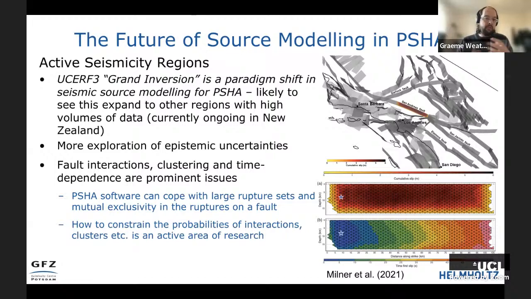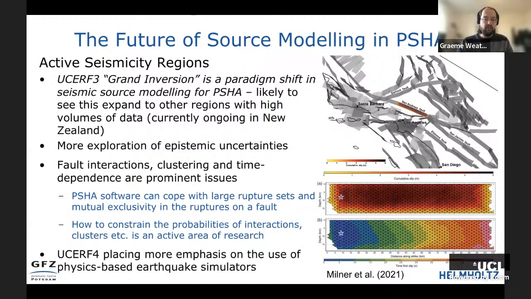And with this, we have a bit more exploration of the epistemic uncertainties in the fault behavior. Particularly interesting or relevant are fault interactions, clustering, and time dependence. PSHA software can cope with this now, and several different PSHA software packages can accommodate these rupture forecast models, so they have large rupture sets and mutual exclusivity. But how we constrain these probabilities of interactions and these clusters is an area of active research. And the next generation California model, USER4, is placing the emphasis on the use of physics-based simulators for this purpose.